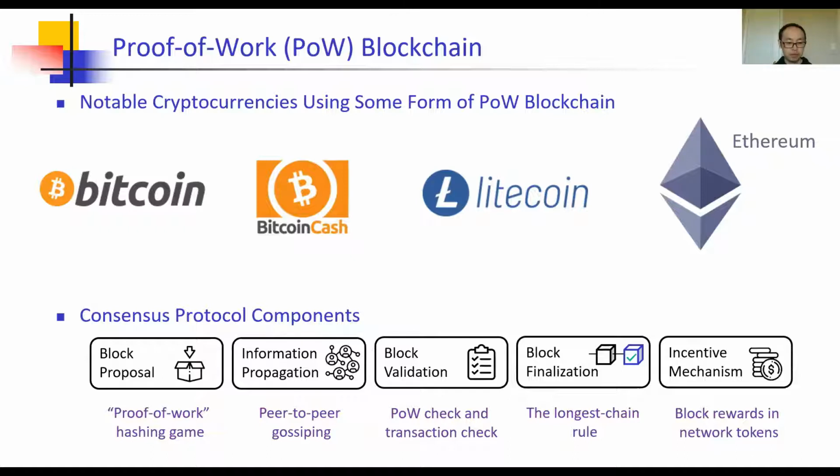So information propagation relies on peer-to-peer gossiping. Block validation involves proof-of-work check and transaction check. Block finalization is accomplished by the longest chain rule, which means any node should accept the longest blockchain it sees. And lastly, the incentive mechanism typically involves distributing transaction fees and new tokens to the block proposers.